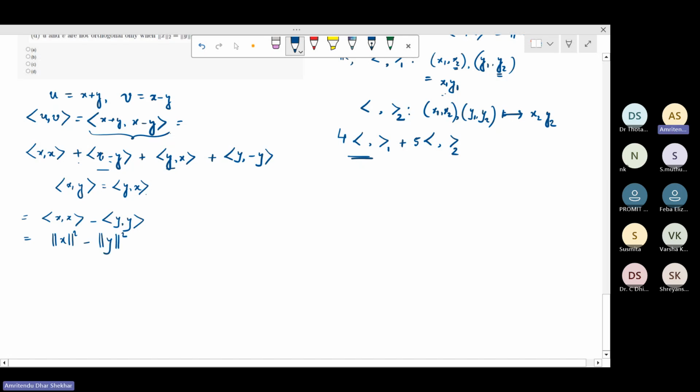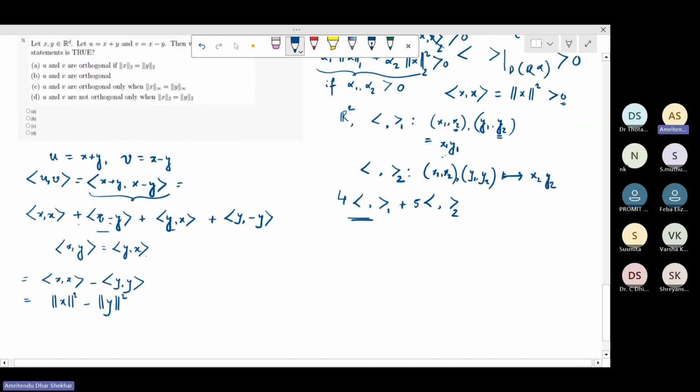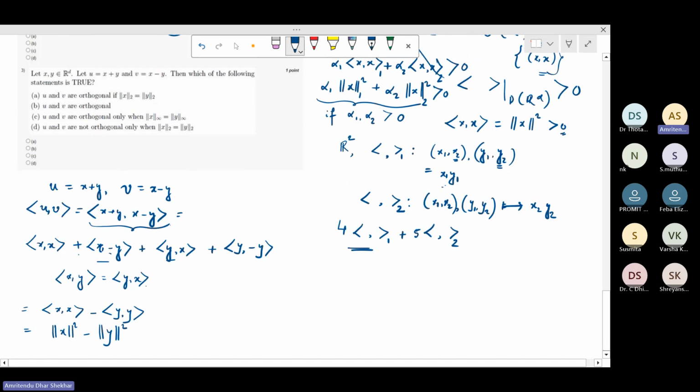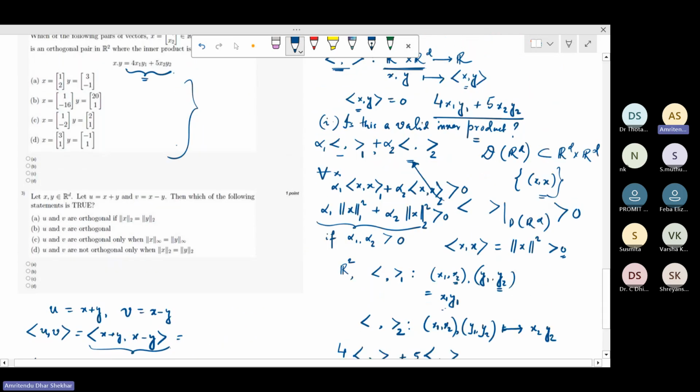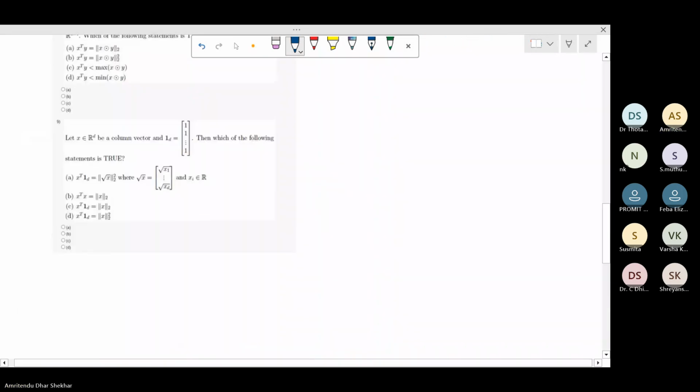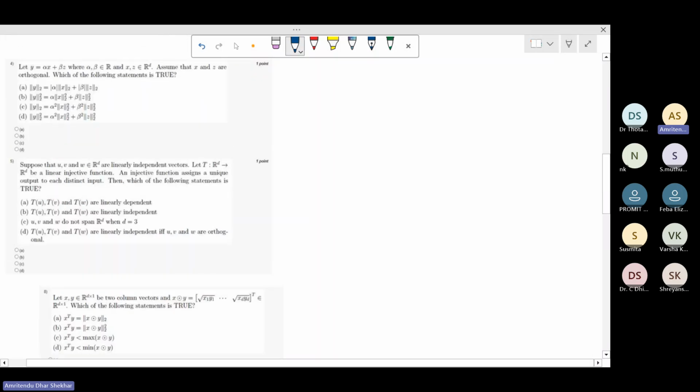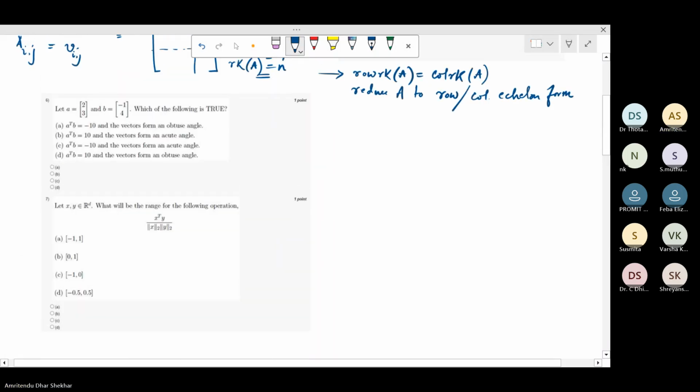Right. Now, there are certain questions on orthogonality, yeah, which you have to answer. I'm not going to give more on this question. All right, let's look at the other problems.